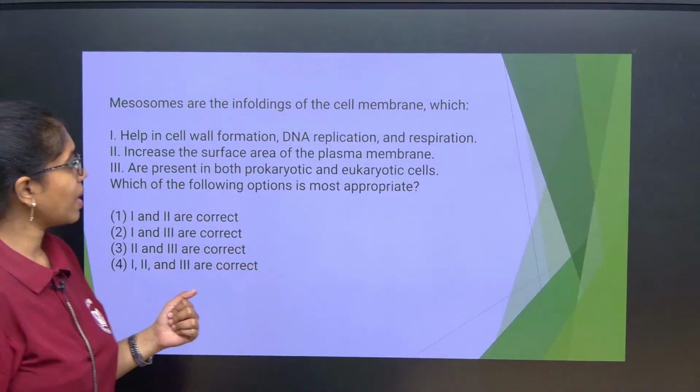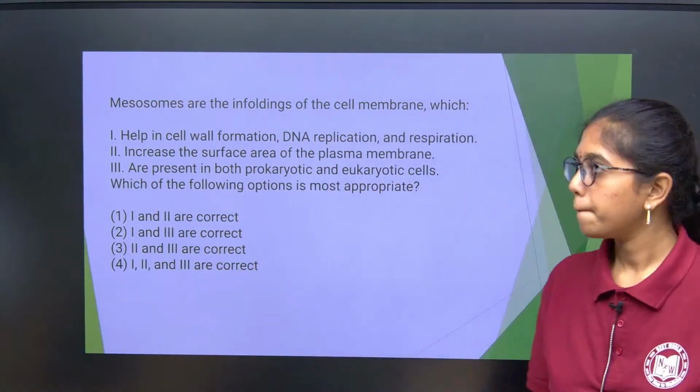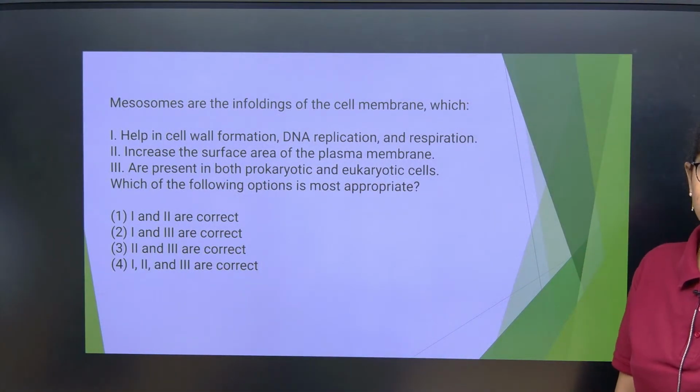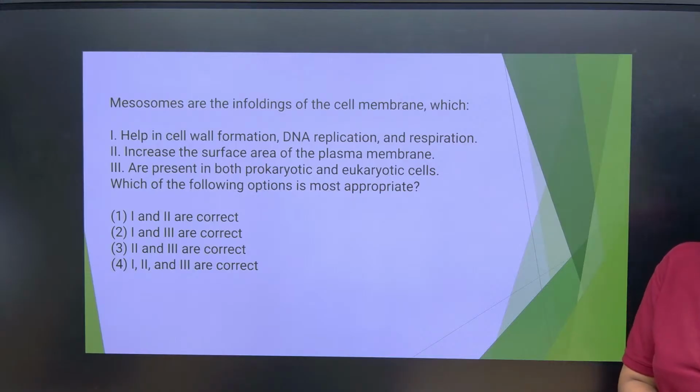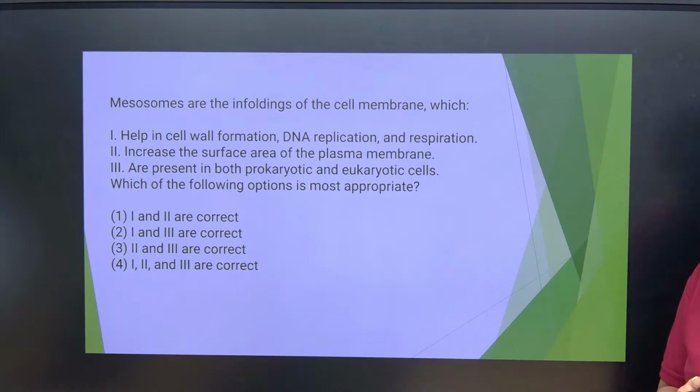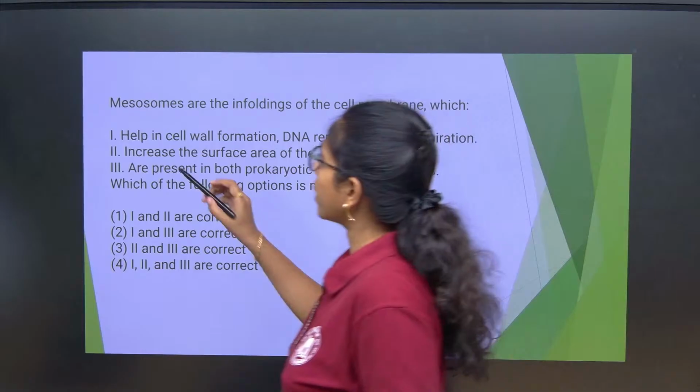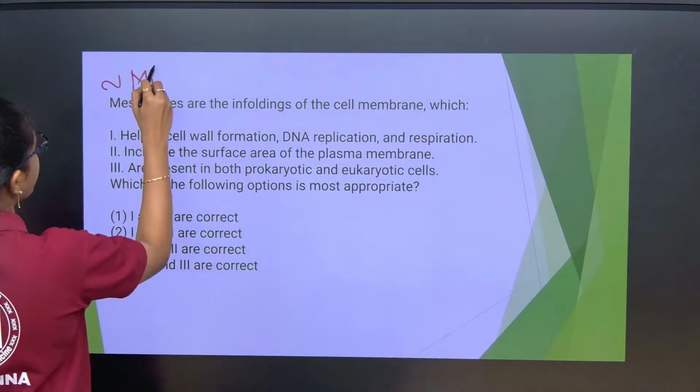This question you see, statement based question. It is about mesosomes, which is equivalent to which organelle of eukaryote? Mesosomes in prokaryotes is equivalent to which organelle of eukaryote? Anyone in the online platform, you can also answer. Mitochondria, right? Mesosomes of prokaryotes are equivalent to mitochondria of eukaryote.